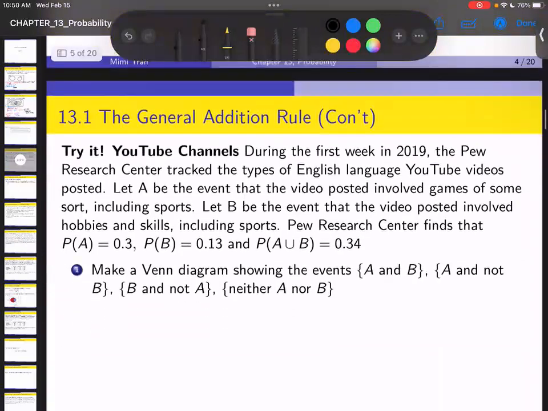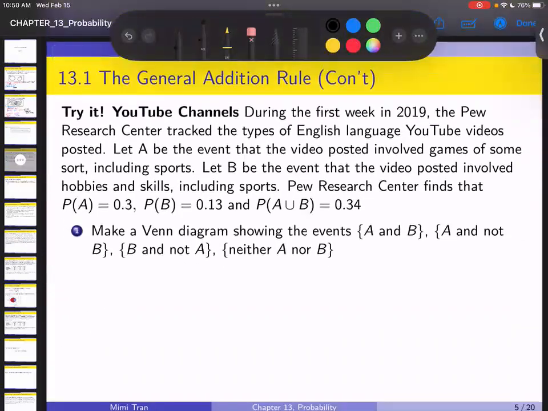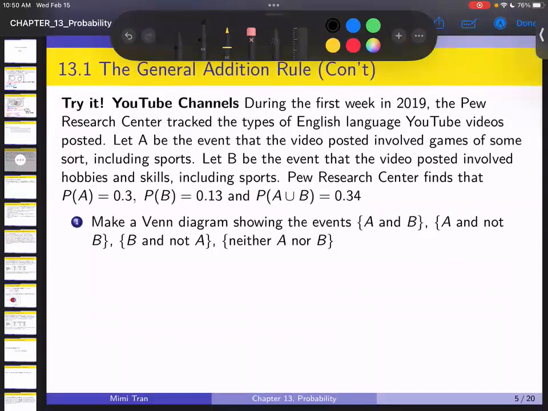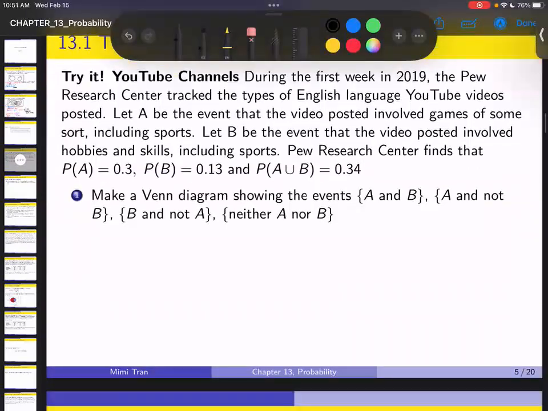Let's try this one. During the first week of 2019, the Pew Research Center tracked the type of English language YouTube video posted. Let A be the event that the video posted involved games of some sort, including sports. B be the event the video posted involved hobbies and skills. The Pew Research Center, which is a very reputable center, found that the probability of A is 30%, the probability of B is 13%, and the probability of the union is 34%. Are these disjoint events?